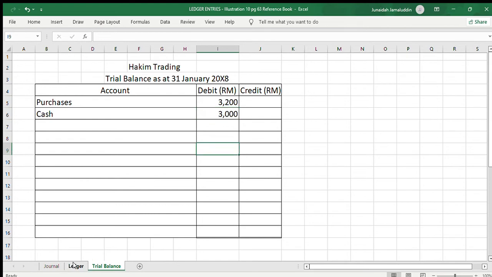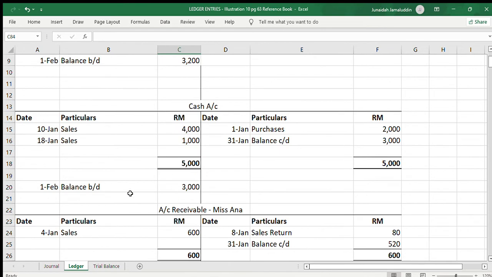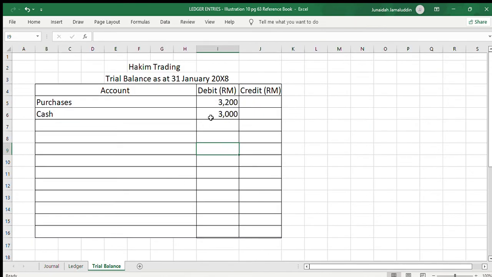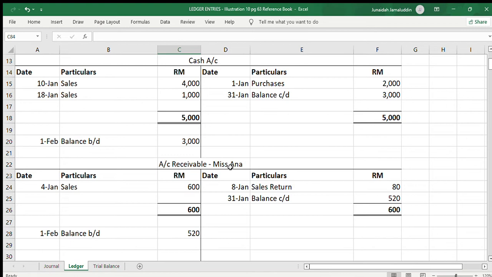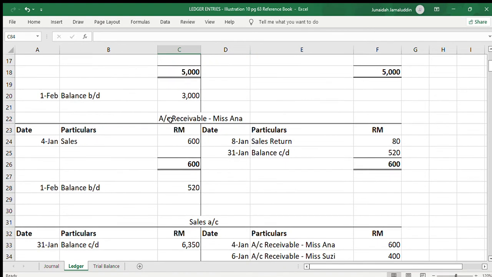Okay, so tadi dia punya balance BD for the cash account is 3,000. So kita transfer dia ke sebelah debit trial balance, amount 3,000 ni kita transfer ke dalam kolom debit dalam trial balance dan kita letakkan nama account dia cash, right? And then we go to the next account. We have account receivable Miss Anna. Account receivable Miss Anna ni, okay, madam just copy paste saja senang. Okay, dia punya balance BD dia belah debit sebanyak 520.